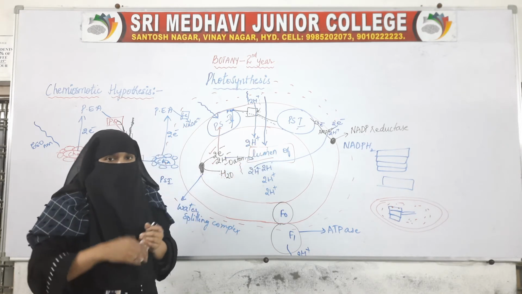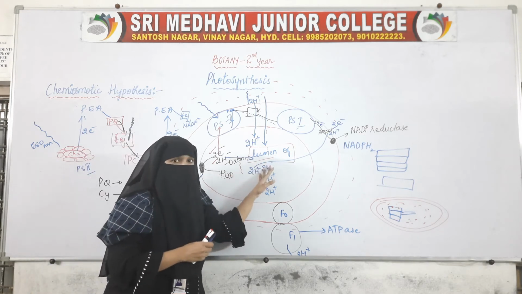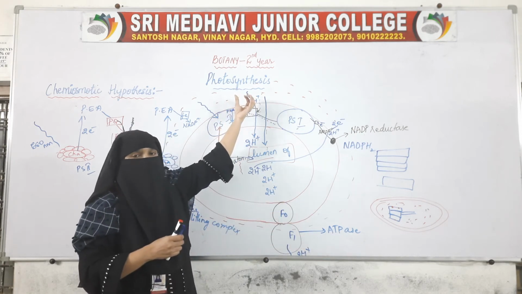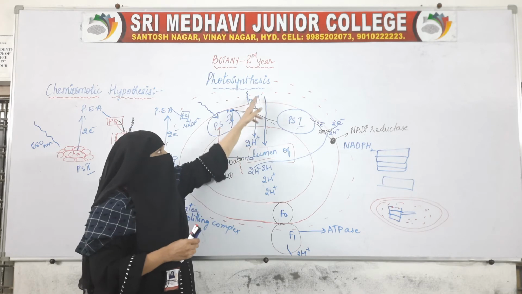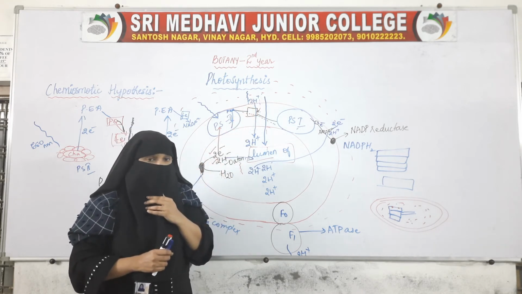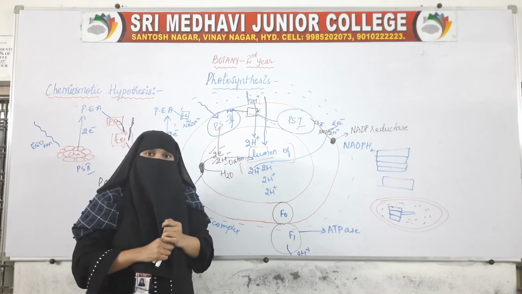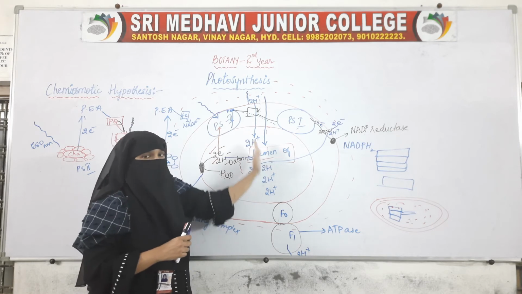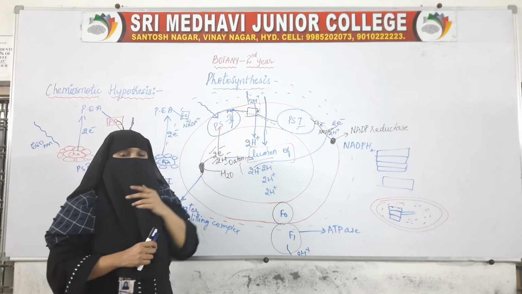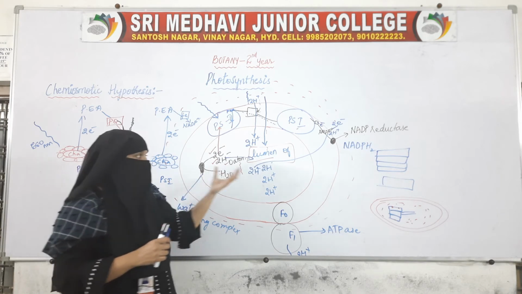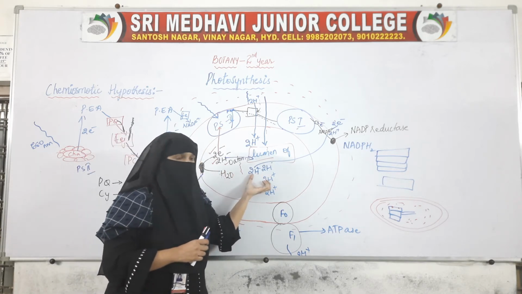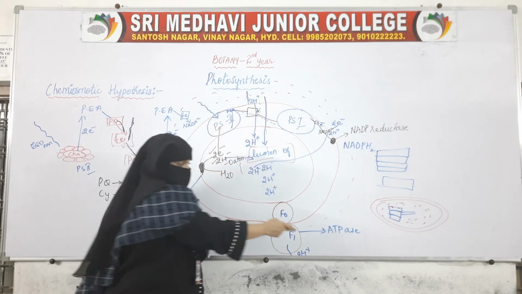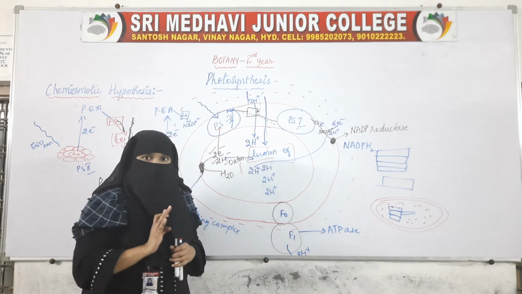So now what happens is the proton tends to move from higher concentration to lower concentration, because protons have been pumped from the stroma into the lumen. Now in the stroma, the concentration of protons is less. In the lumen, the concentration of protons is more, because protons from the stroma have been transferred to the lumen. The lumen has a high concentration of protons, and the stroma has a very low concentration.